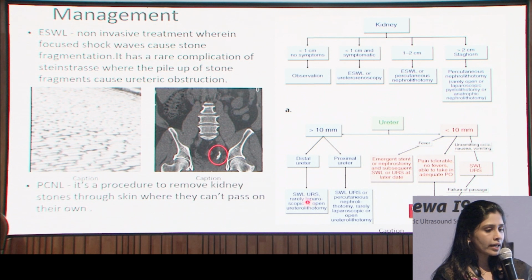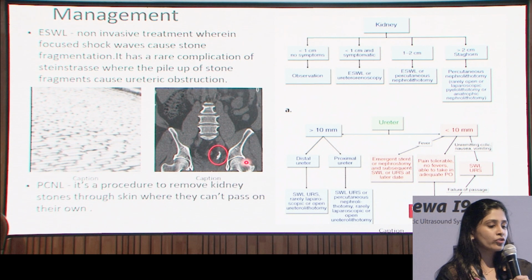One thing is that ESWL has a rare complication of Steinstrasse. What is Steinstrasse? It is a German word for stone street. Here there is a pileup of stones in the distal ureter, which can further cause ureteric obstruction. So whenever you report NCCT, also take into account the treatment history of the patient. In PCNL, you remove the entire stone through the skin when they cannot pass on their own.